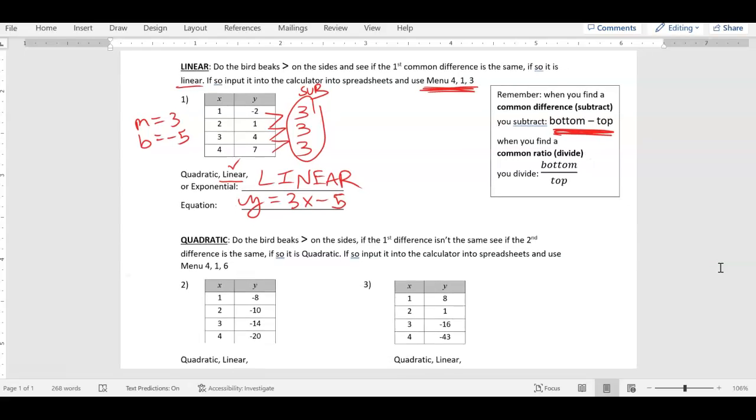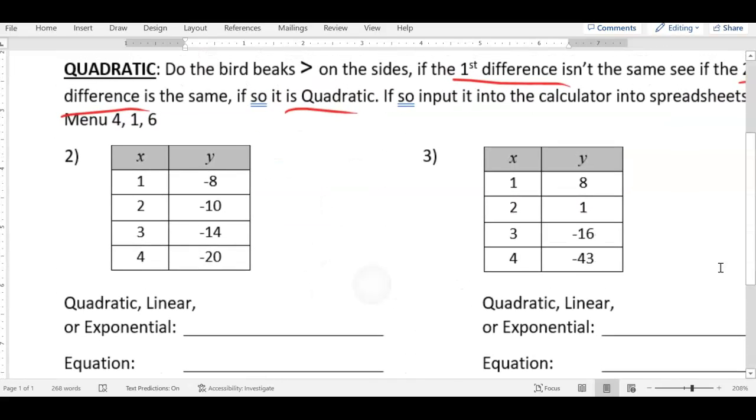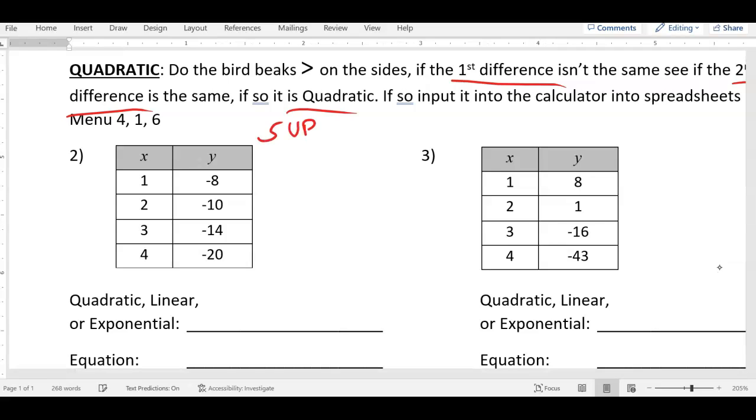Now, here's what we did yesterday. If it's quadratic, how do you tell if it's quadratic? What you're going to do is do the first difference. It's not going to be the same. And then what you have to do is find the second difference. If that's the same, then it's quadratic. Let me show you what I mean. Once again, we're going to subtract bottom minus top. So negative 10 minus negative 8 is negative 2. Negative 14 minus negative 10 is negative 4. Negative 20 minus negative 14 is negative 6. Is the first difference the same?